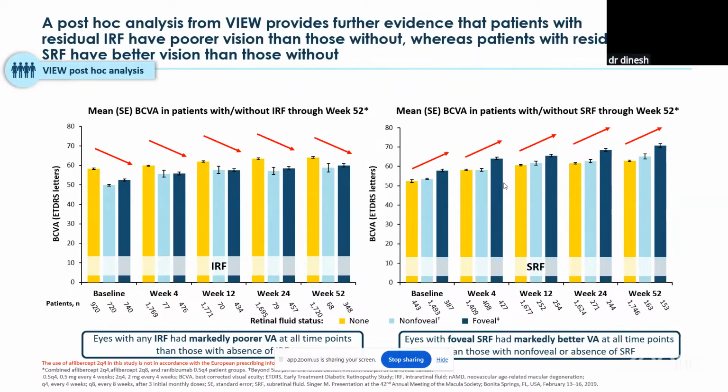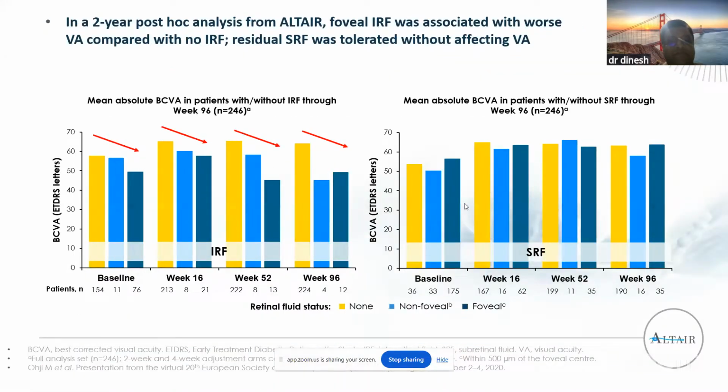Absolutely. So same in the post-hoc analysis from the VIEW study. It also says the same thing: on the left-hand side the IRF bar chart, on the right-hand side the subretinal fluid bar chart. Here we can see that the arrow is going down if the IRF is present, whether it is week 24 or week 52, whereas in the SRF it's not so much related. Same in the post-hoc analysis from the Altair study, the 2-year post-hoc analysis: foveal intraretinal fluid was associated with worse visual acuity, whereas residual SRF was tolerated.